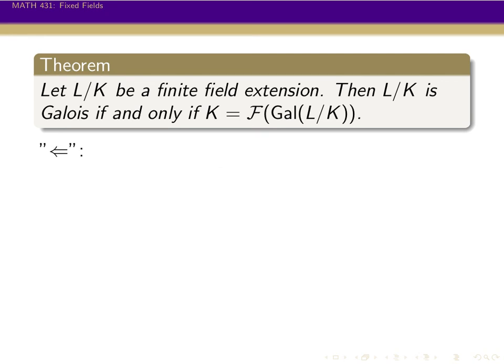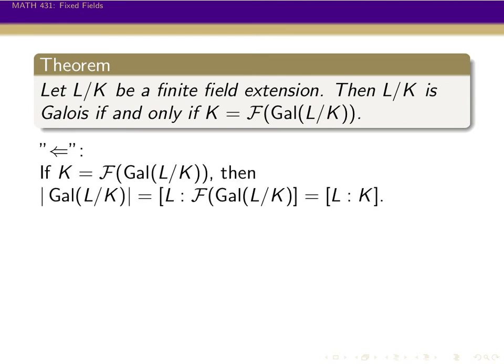Okay, now for the other direction. This actually is even shorter. If K is equal to the fixed field of the Galois group of L over K, then by our previous corollary, or by the previous theorem, we proved that the size of the Galois group is equal to the degree of L over the fixed field, thinking of the Galois group as being our G. And since these two are the same thing, it's equal to the degree of L over K. So immediately from the previous theorem, the size of the Galois group is equal to the degree of the extension, which means that it is a Galois extension.